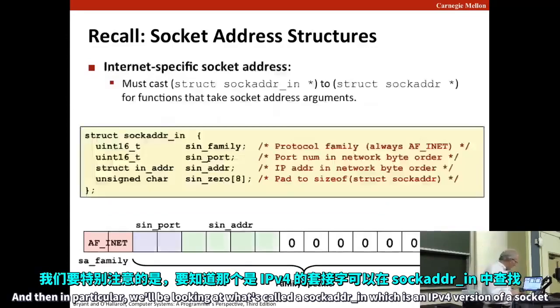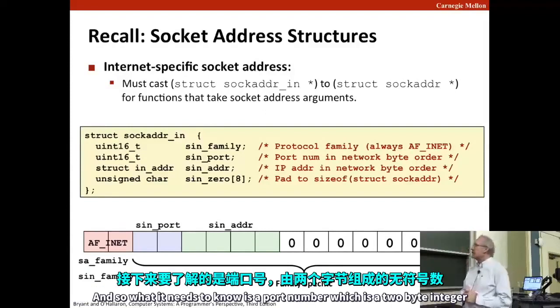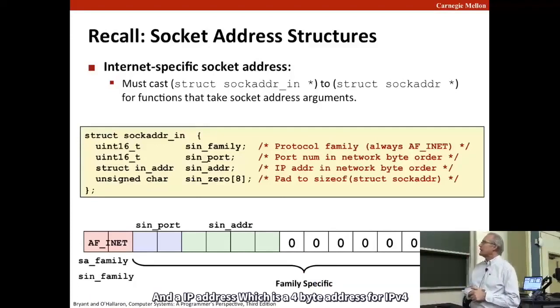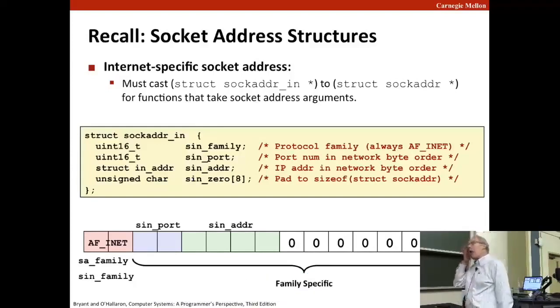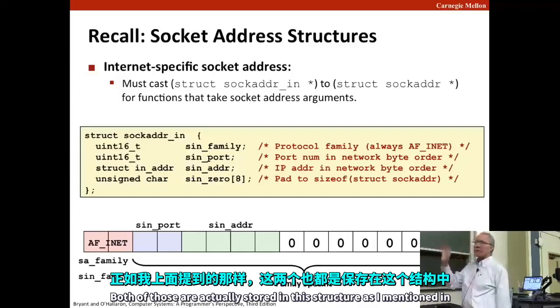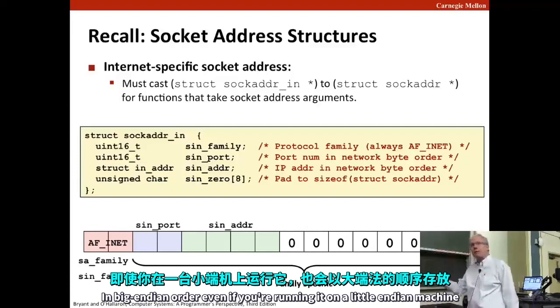And then in particular, we'll be looking at what's called a sockaddr_in, which is an IPv4 version of a socket. And what it needs to know is a port number, which is a 2-byte integer, and an IP address, which is a 4-byte address for IPv4. Both of those are actually stored in this structure, as I mentioned, in big Endian order, even if you're running it on a little Endian machine.